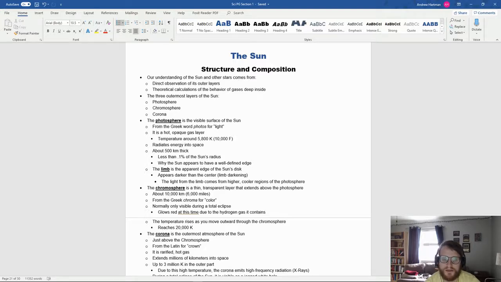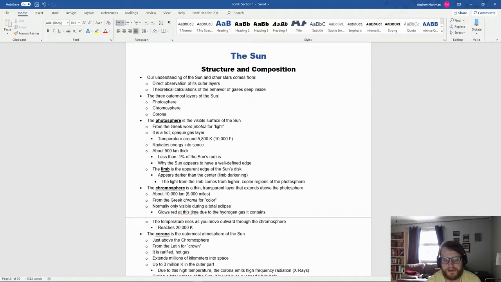But the proportionally small nature of the photosphere is why the sun seems to have this well-defined edge, because it almost looks like a cutoff in a way, right? It's like a crust in that sense, right? And the limb is this apparent edge of the sun's disk, and it actually appears darker than the center, which is a process known as limb darkening.